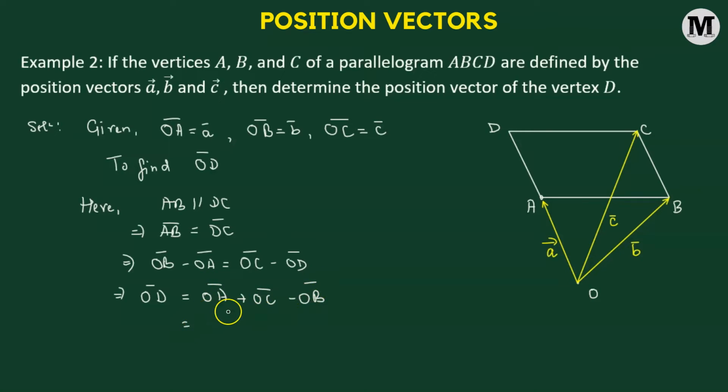We have all the required values. OA vector corresponds to the vector A, OC vector corresponds to the vector C, and OB vector corresponds to the vector B. So therefore, we have found out that OD vector will be given by the vector A vector plus C vector minus B vector.